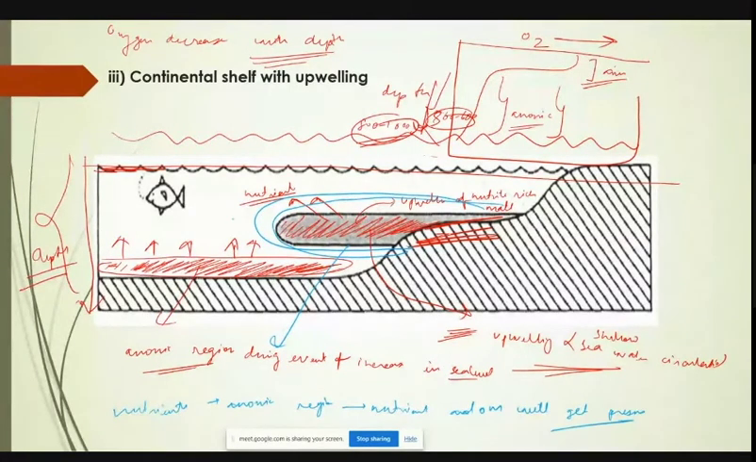Okay. So this is the nutrient rich region. So in the nutrient rich region, we will have an abundant amount of organic matter. So all the organic matter which is present here will get preserved due to the movement of the anoxic zone towards it due to rise in sea level. Understood? Any doubt on this? Okay, great.